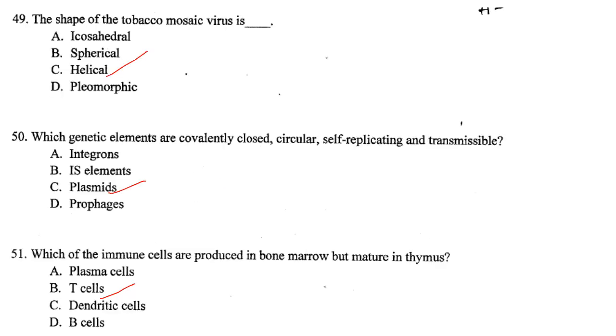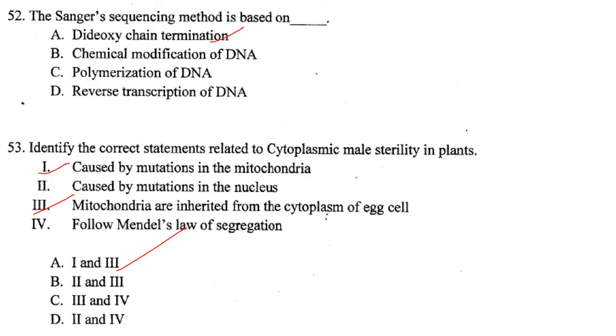Answer is option. Then the shape of the tobacco mosaic virus, it is helical. Answer is option C. Which genetic elements are covalently closed, circular, self-replicating and transmissible? So they are none other than plasmids. Answer is option C. Which of the immune cells are produced in bone marrow but mature in the thymus? It is the T cells. Answer is option B.